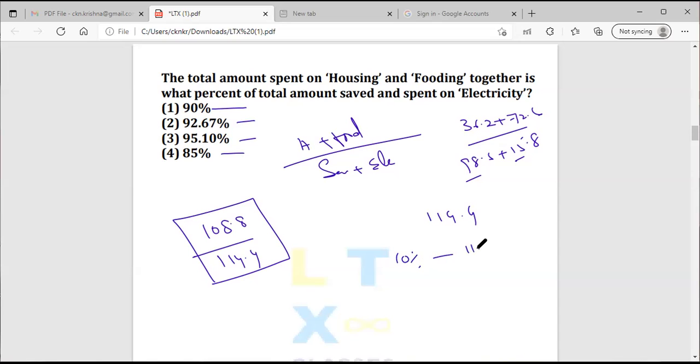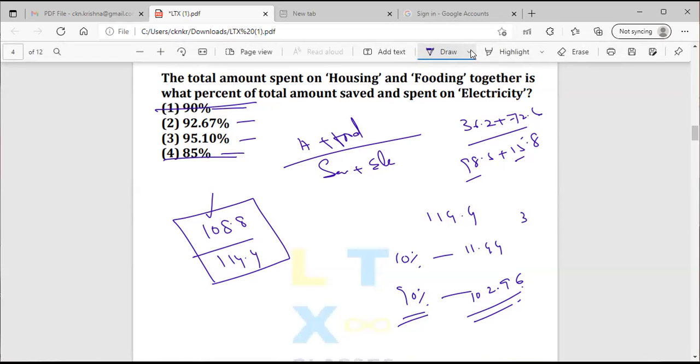10% is 11.44. 90% is 102.96. But this is 108.8. That's why the value is more than 90%. This cannot be the answer. This cannot be the answer. All of you okay?